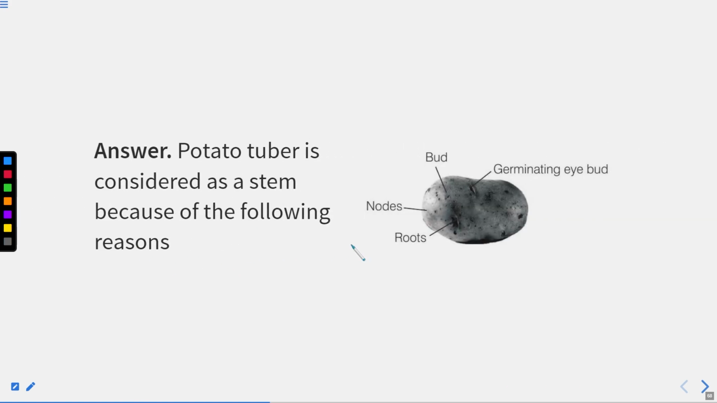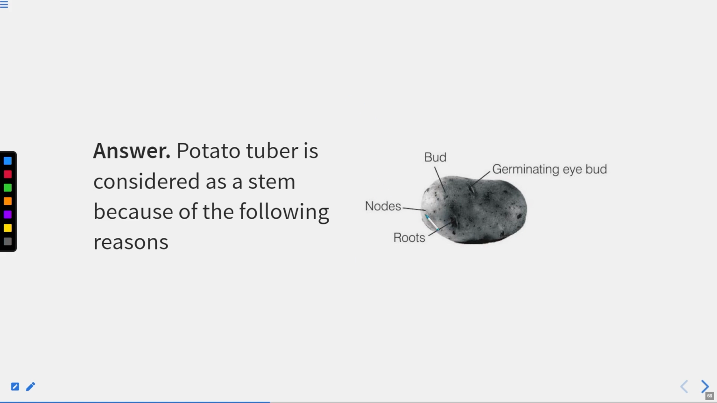Let's have a look at the answer. This is a potato, which is grown underground. Here you can see these are the buds. Here is the germinating eye bud, which represents the nodes. And here are the nodes. You can see root here. Now, potato tuber is considered as a stem because of the following reasons.